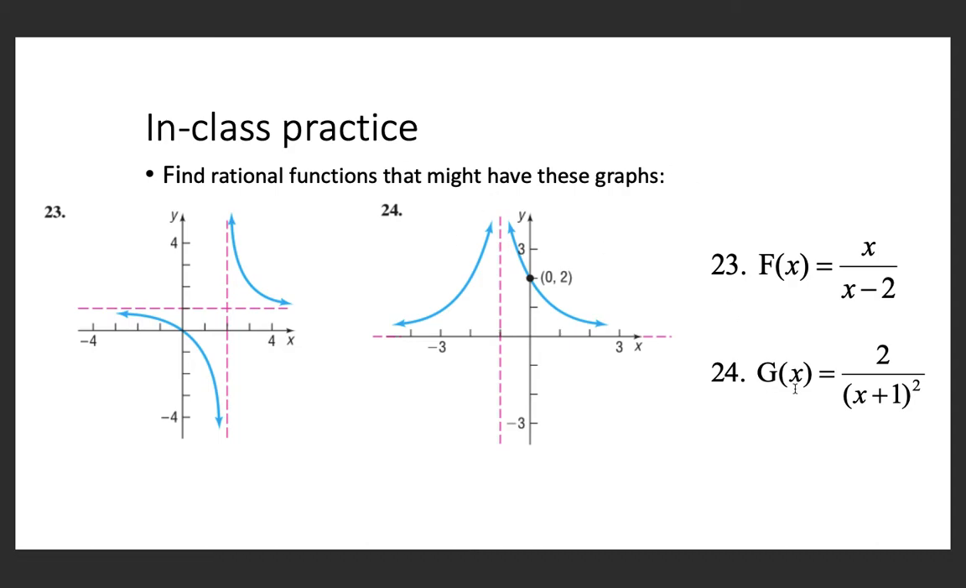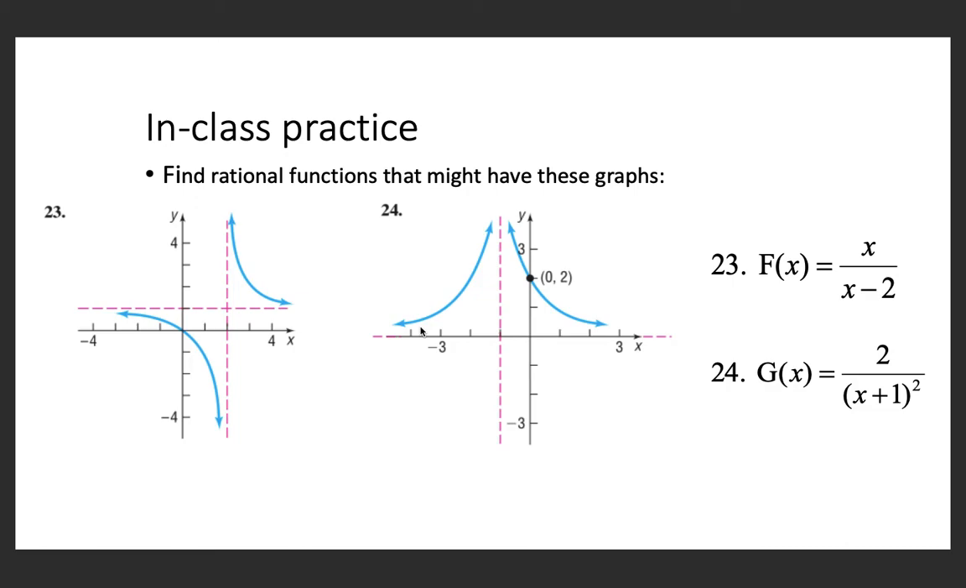Number 24, the question is, how do we get this equation? First of all, is there any x-intercept? See, there are no x-intercepts here, so there is no x in the top. Then there is an asymptote at minus 1, so our factor will be x plus 1. And why is it squared?